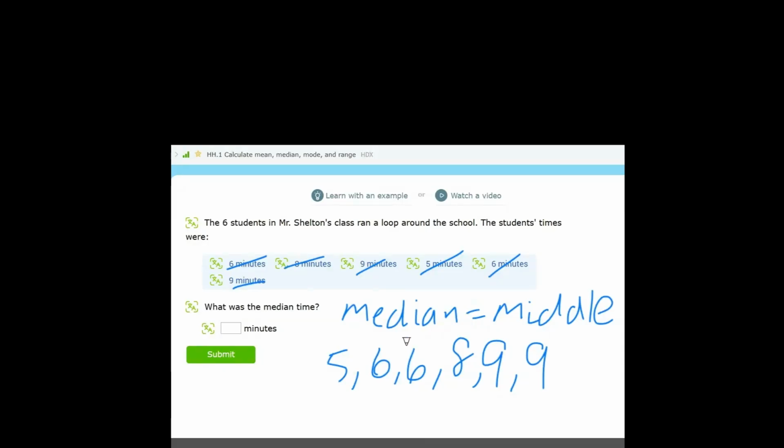And so we have two middle numbers, 6 and 8 in this case. What we are going to do is add them and divide by 2. So when we add 6 plus 8, we get 14, divided by 2 is 7. So our median is 7.